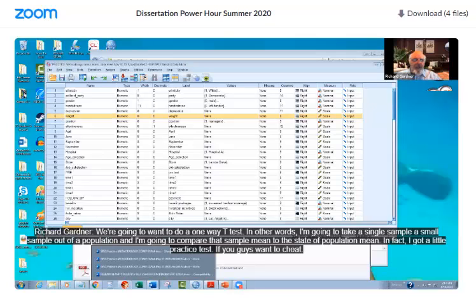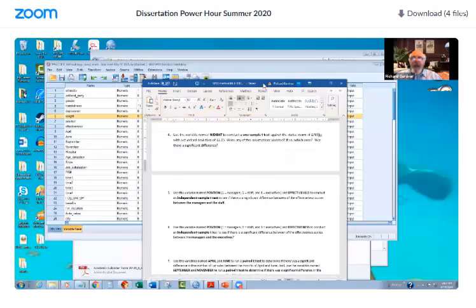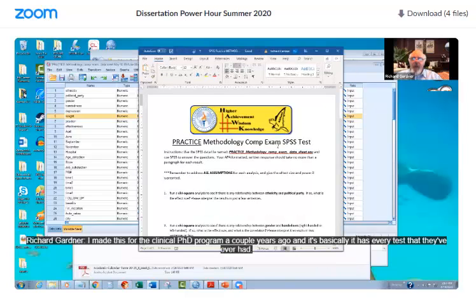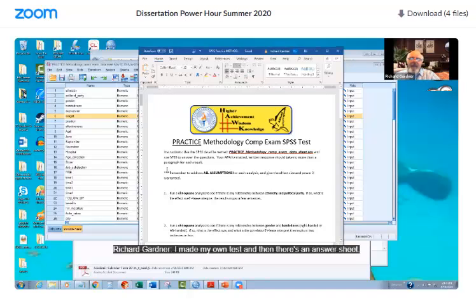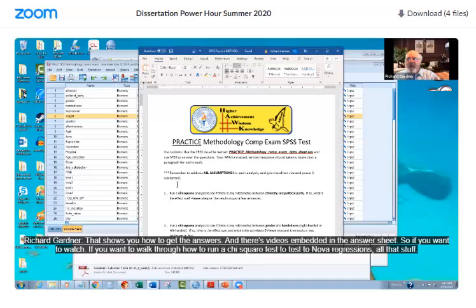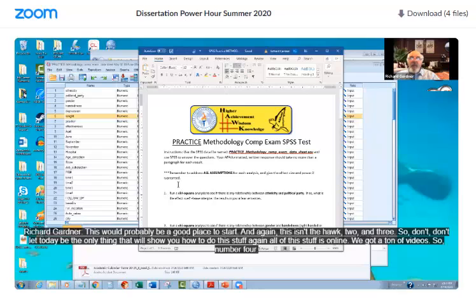In fact, I got a little practice test if you guys want to cheat. I made this for the clinical PhD program a couple years ago, and it has every test that they've ever had. I made my own test, and then there's an answer sheet that shows you how to get the answers, and there are videos embedded in the answer sheet. So if you want to walk through how to run a chi-square test, t-test, ANOVA, regressions, all that stuff, this would probably be a good place to start. And again, this is in the Hawk 2 and the Hawk 3, so don't let today be the only thing that will show you how to do this stuff. Again, all of this stuff is online. We got a ton of videos.